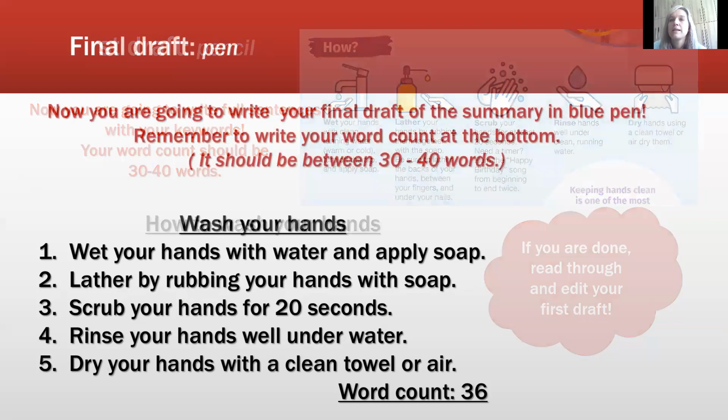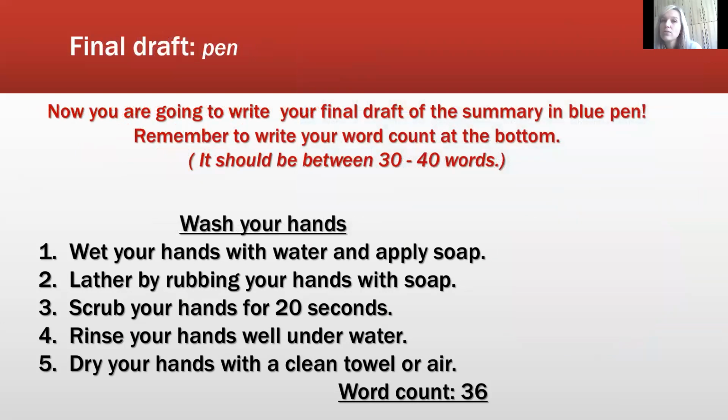Right, now for our final draft. Like I told you, the final draft will look exactly like your first draft. The only difference is, number 1, you write this now with your blue pen. And number 2, you write this with the perfect spelling and perfect everything that you changed with your green pencil that you thought was wrong. You corrected it now, and now it's perfect in your final draft.